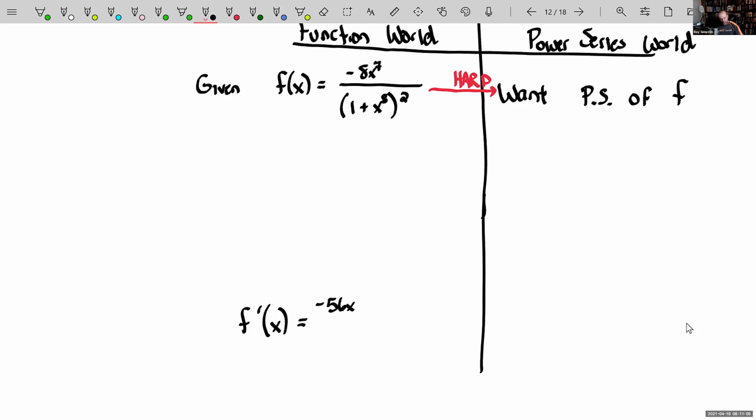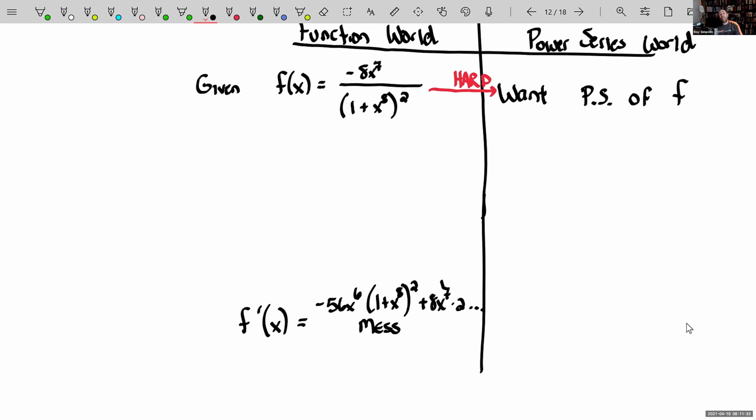Negative 56x to the 6th times (1 plus x to the 8th) squared minus a negative 8x to the 7th, so plus 8x to the 7th, times the derivative times 2, 1 plus, it's just a mess. Dot, dot, dot. It's a mess. And again, that becomes an absolute mess. There's just no way that I'm going to write that as a power series.